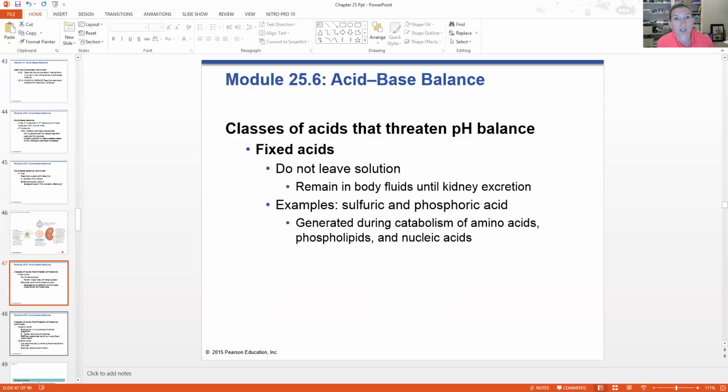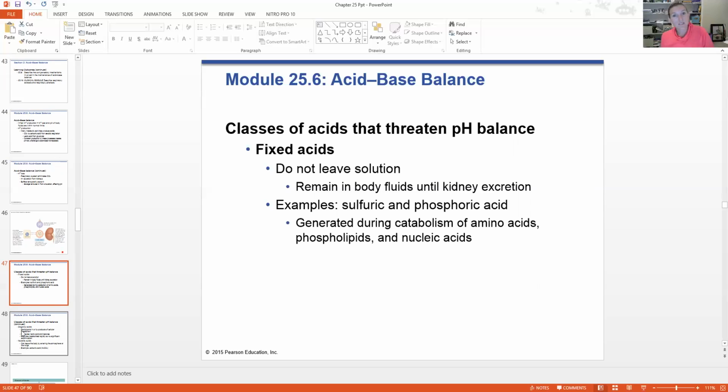These are generated during amino acid catabolism or phospholipid catabolism or nucleic acid catabolism. So remember, phospholipids will break down into fatty acids. So basically, anytime we're breaking down anything other than a carbohydrate in our body, a nucleic acid, a fatty acid, and an amino acid, we're going to get sulfuric and phosphoric acids as a byproduct. This is why our body chooses to use carbohydrates as our main source of energy. We don't have all of these acids being produced, right? We're just producing carbon dioxide and water, right? Easy peasy, get rid of them, right?